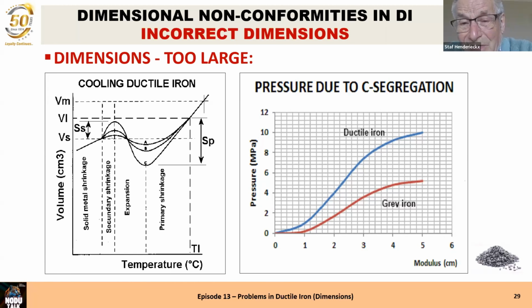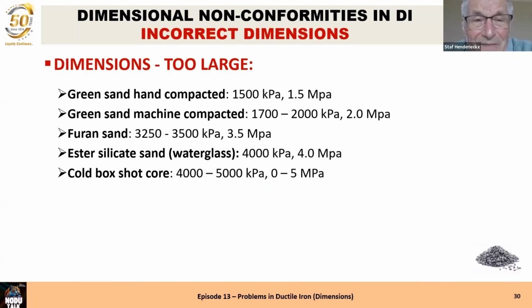Now, how strong is your mold? In the next slide, we can see. These are figures I have here, and maybe they are not 100% correct for your foundry, but green sand hand compacted is about 1.5 MPa. Green sand machine compacted is about 2 MPa. Furane sand or chemically bonded sand is about 3.5 MPa. Water glass is about 4 MPa. And cold box shot core can be up to 5 MPa.